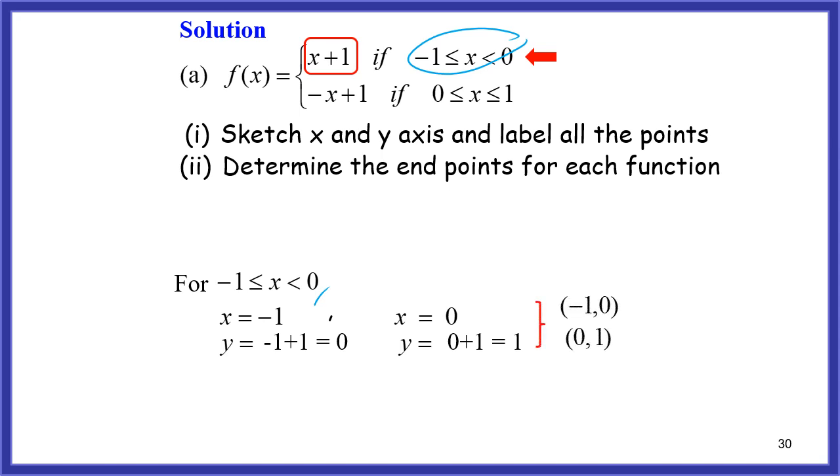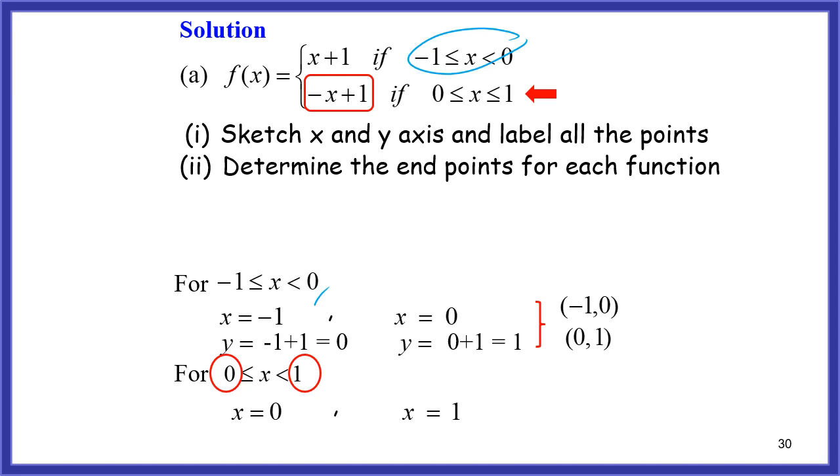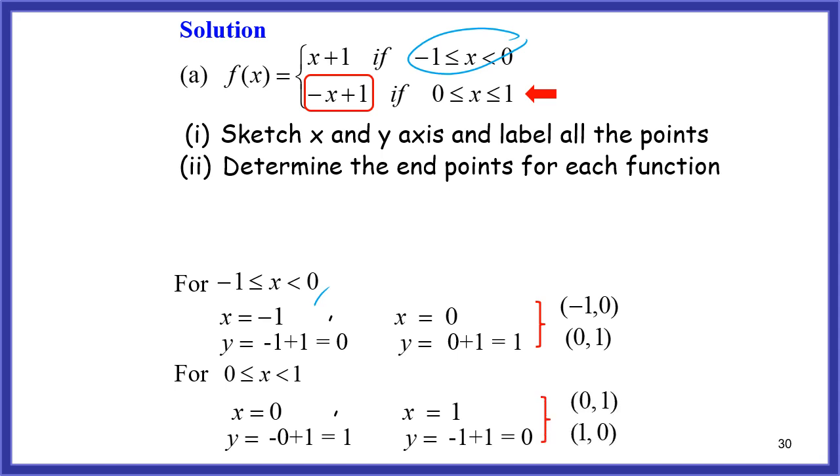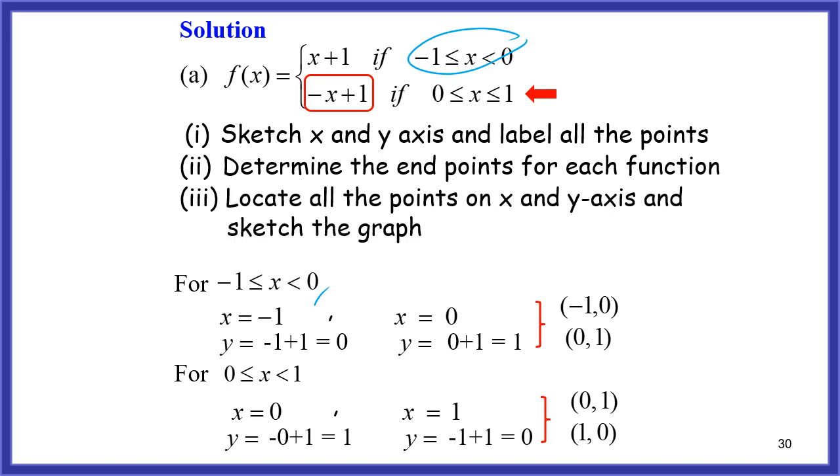And then for the next interval from 0 to 1, we substitute x equals 0 and x equals 1 into the function. So when x equals 0, y equals 1. And when x equals 1, y equals 0. Okay, so now we have all these 4 points. So connect the points separately. Locate all the points on the x and y axes and sketch the graph.